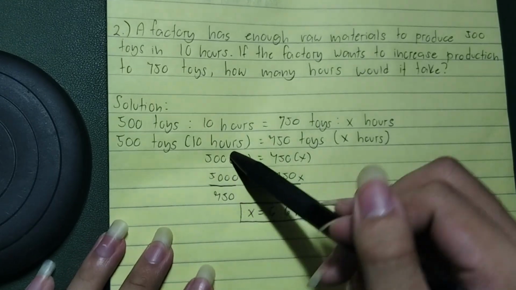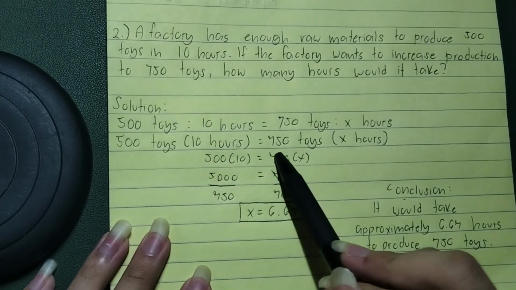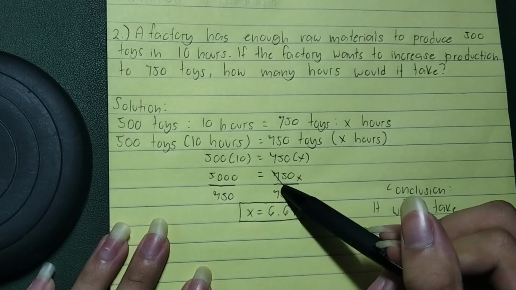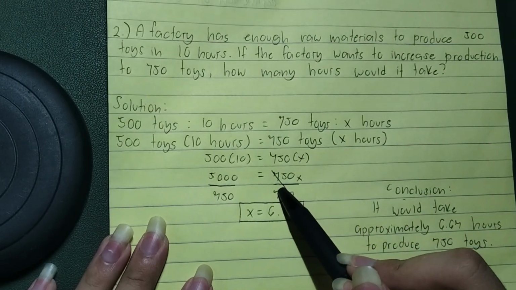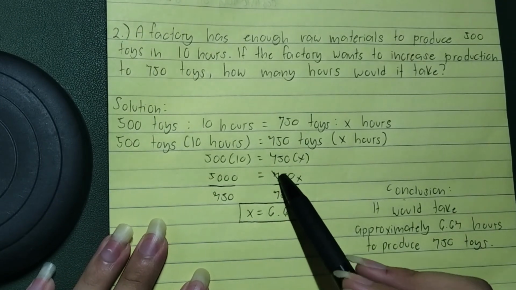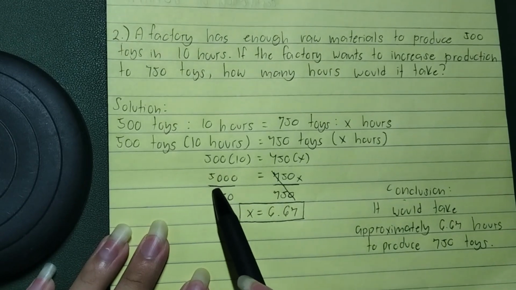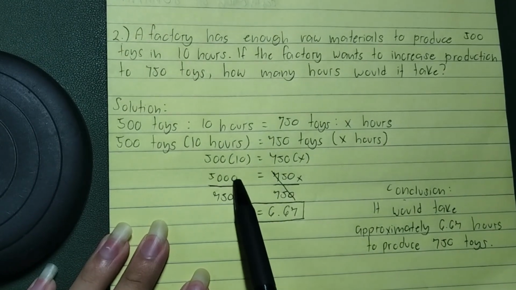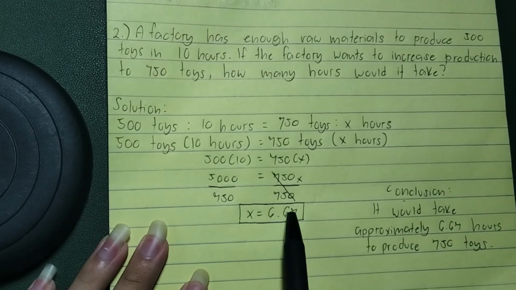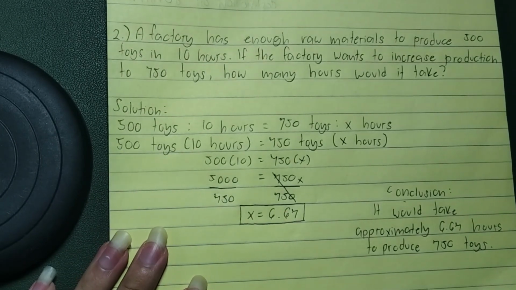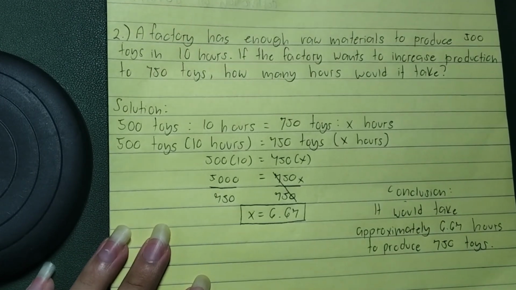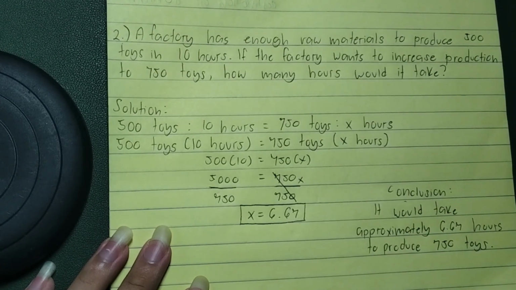500 times 10, that would give us 5,000, and then 750 times x, 750x. And then to isolate x, we should divide both sides by 750. Cancel these, and then that's going to leave us with 5,000 over 750, which equals 6.67. In conclusion, it would take approximately 6.67 hours to produce 750 toys.